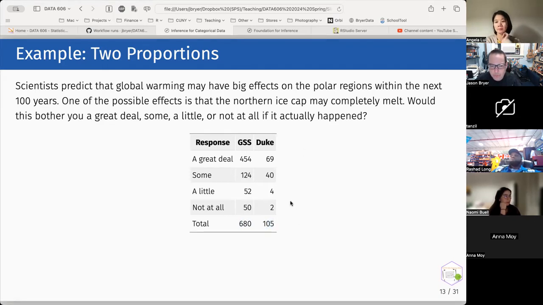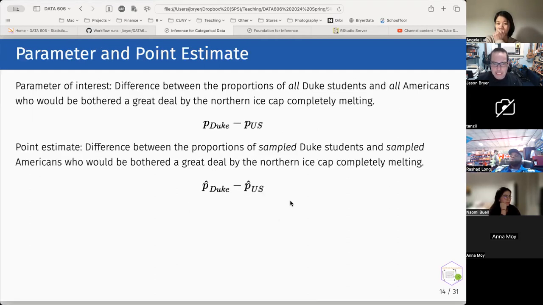So we have these different proportions. The question we want to ask is, is there a difference in Duke students versus Americans in how they perceive global warming? That might be the question we're trying to ask. So our parameter of estimate is a little bit different. We're interested in the proportion of Duke minus the proportion of US. And of course, we have a sample, so we're going to work with our sample estimates.